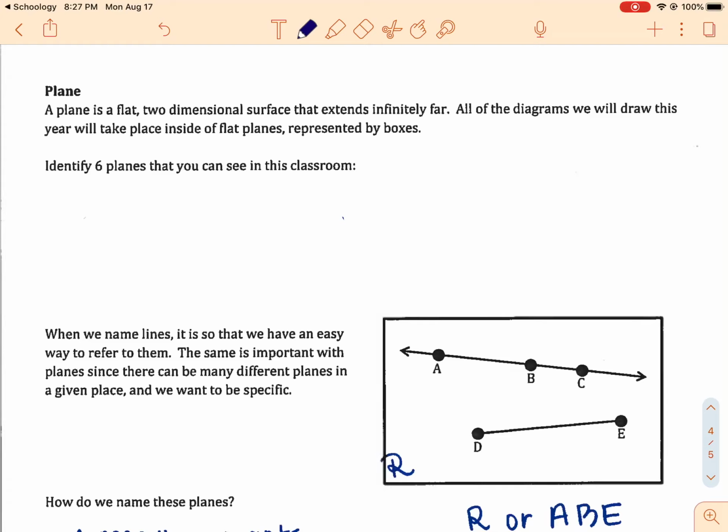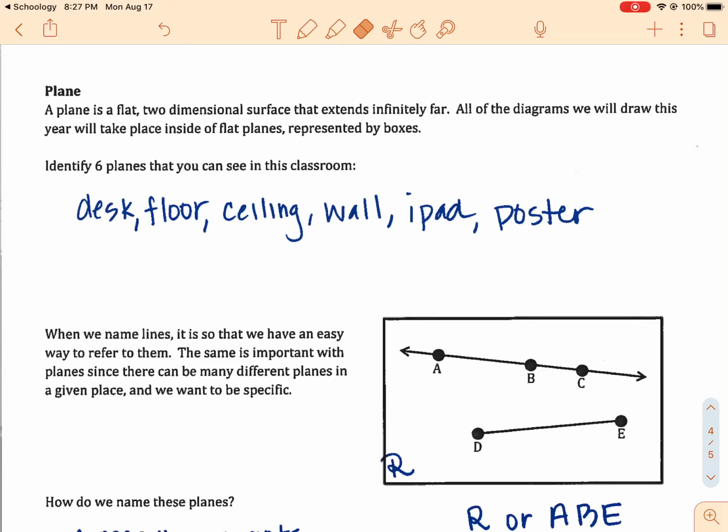So if we're thinking about the room that you're in right now or a classroom, what are a couple of different planes? So if you're looking around, you see probably the surface of a desk, maybe the screen of your phone or iPad or TV, the walls, a door. A lot of those different things are examples of a plane. Maybe there's a poster on the wall. That's a flat surface. So those are all examples of planes.